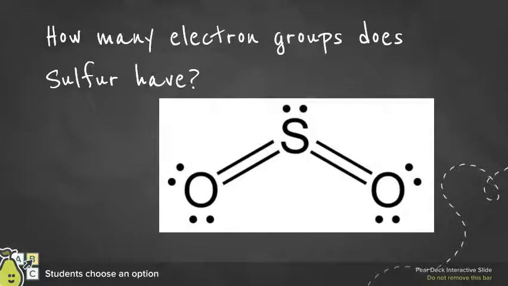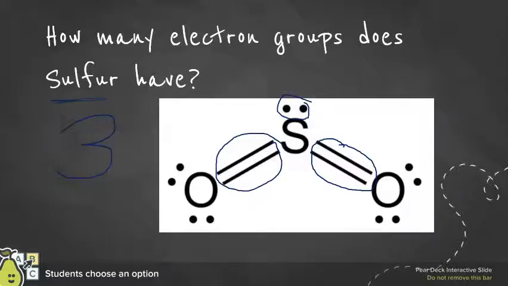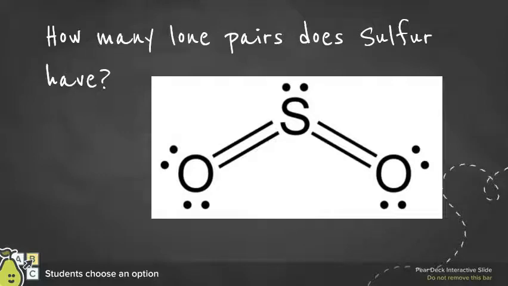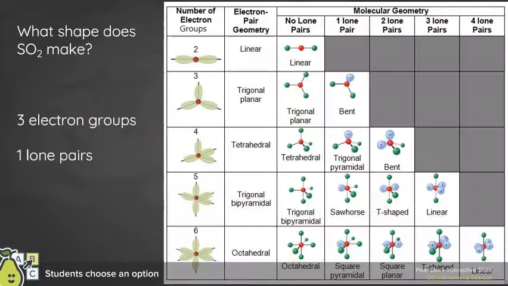So as far as our total number of electron groups, a double bond is 1 electron group and a lone pair is 1 electron group. So sulfur has 3 electron groups. So how many of those are lone pairs? We can see that sulfur has just 1 lone pair. Again, oxygen has some lone pairs, but for our molecular geometry, we're really just looking at the 1 central atom, so that is 1.